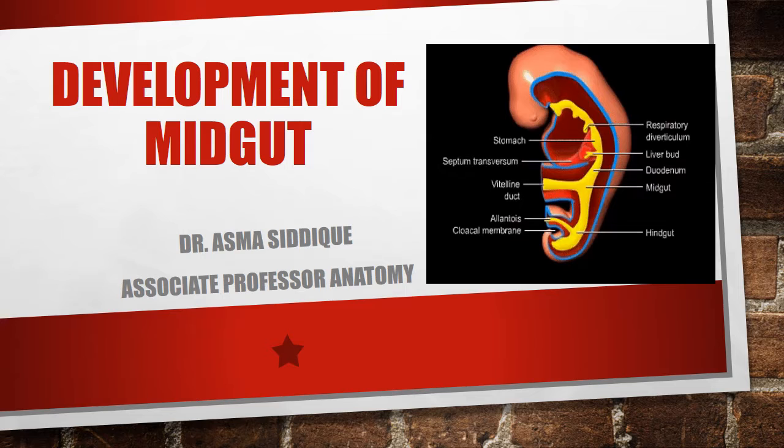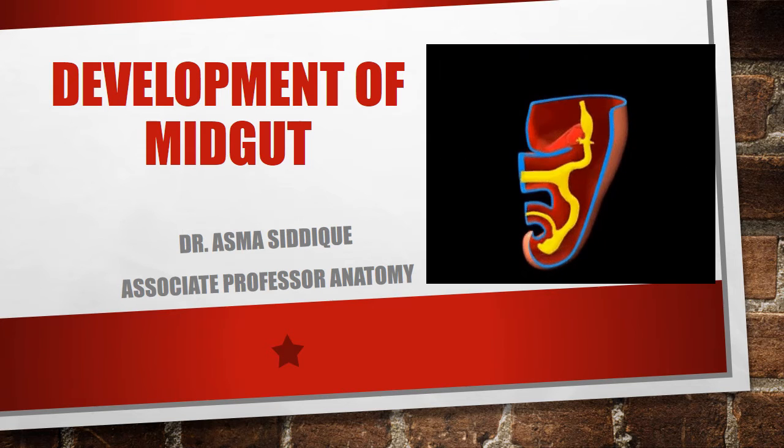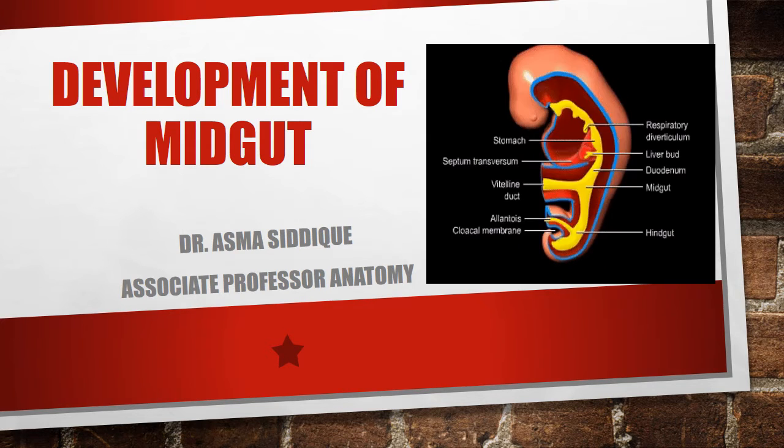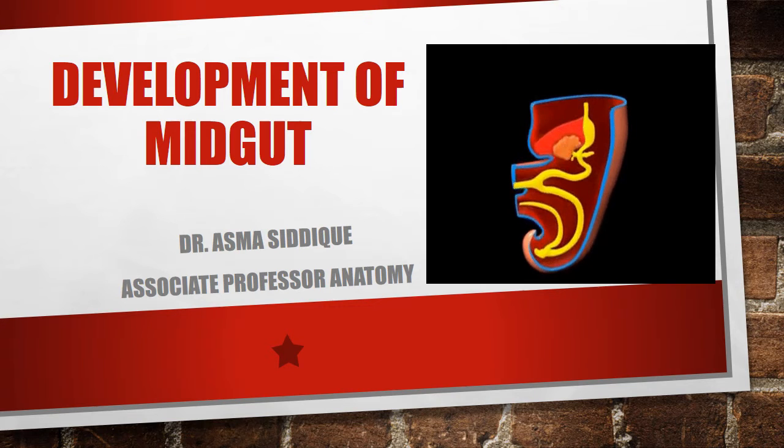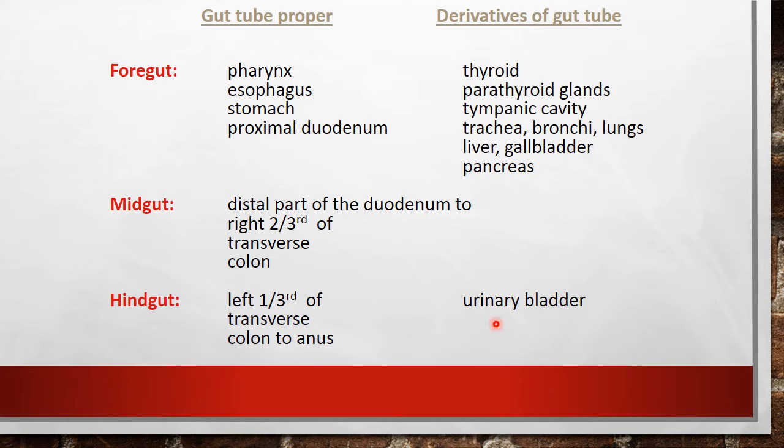I am Dr. Asma Sadiq from Anatomy Department, and today I'm going to discuss with you the development of midgut. So you have seen that embryologically the developing gut loop has been divided into three parts. These are the foregut, midgut, and hindgut.